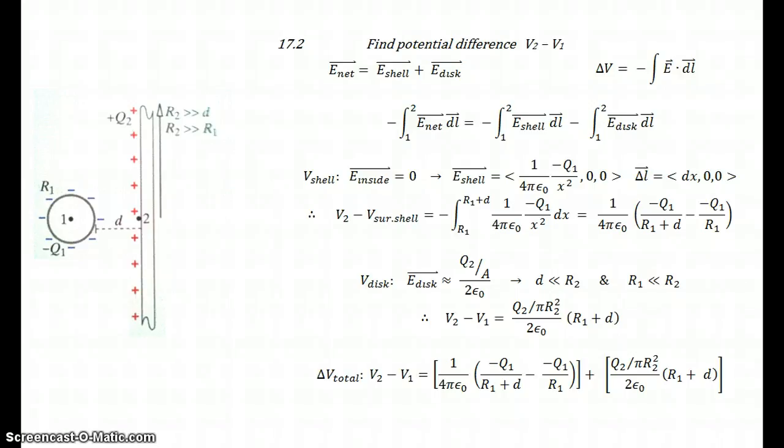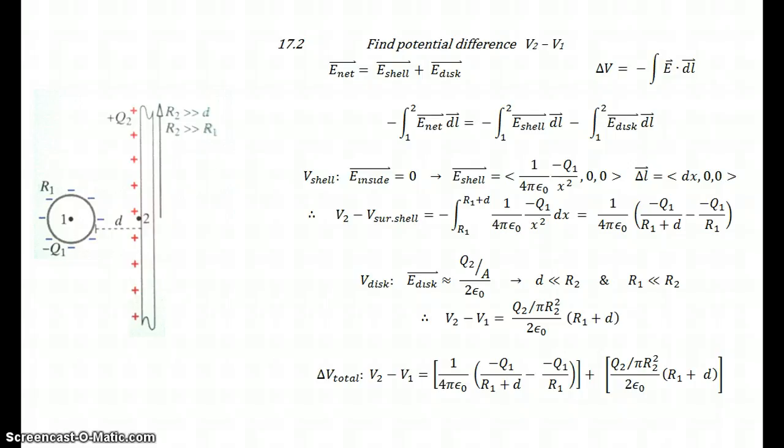The radius of the plastic shell is very small compared to the radius of the glass disc. The radius of the glass disc is also much bigger than the distance from the surface of the shell to the surface of the disc. For this problem, I need to find the potential difference from the center of the shell to the surface of the disc.